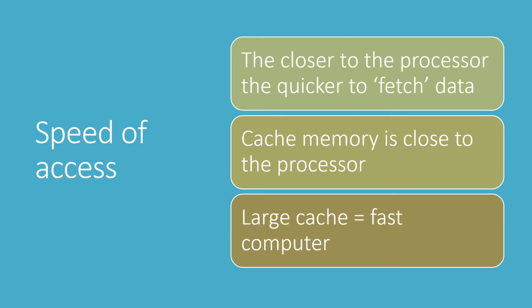There are different forms of computer memory, and the closer to the processor the data is stored, the quicker it can be fetched into the processor. For this reason, modern computers have cache memory. That's a small amount of memory very close to the processor. And we've talked about this before. If a computer has got a large cache memory, then it goes more quickly.